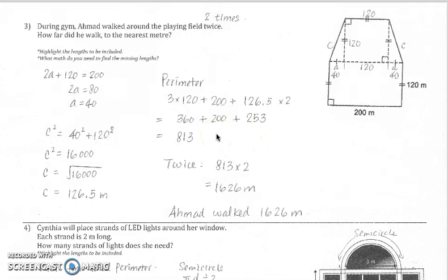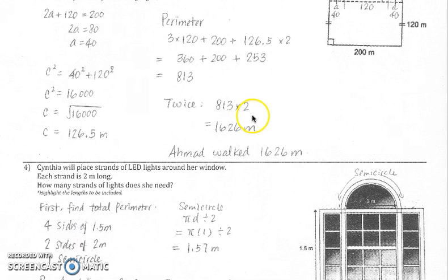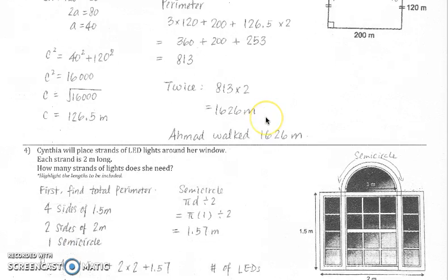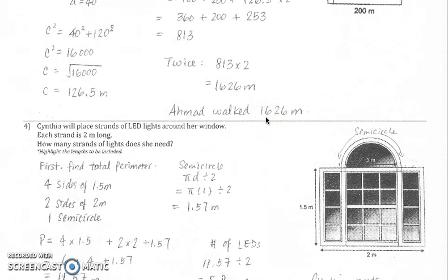813 meters. But don't forget, Ahmad is actually walking around the field 2 times. So we need to double this perimeter of the field. So 813 times 2 is equal to the total distance that Ahmad walked, which is 1,626 meters.